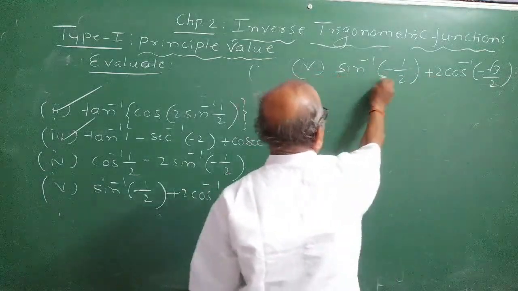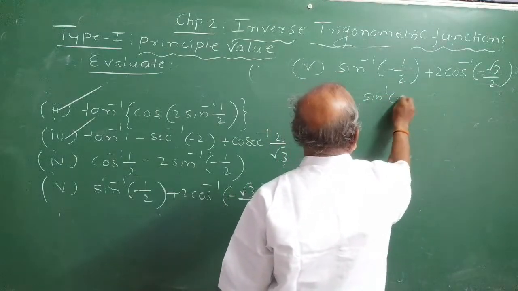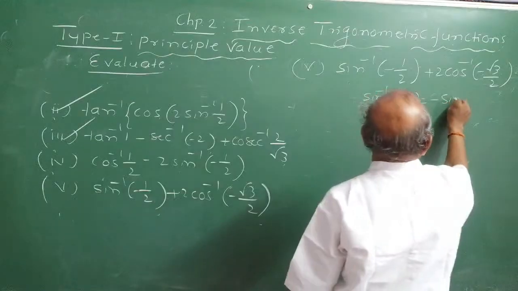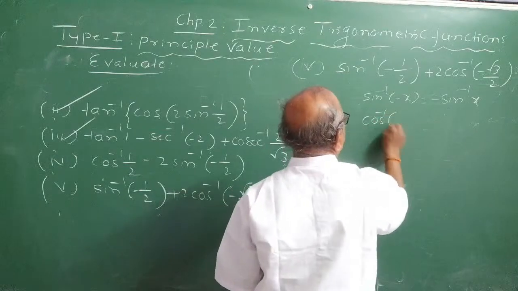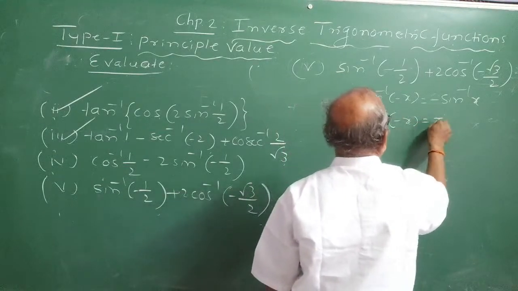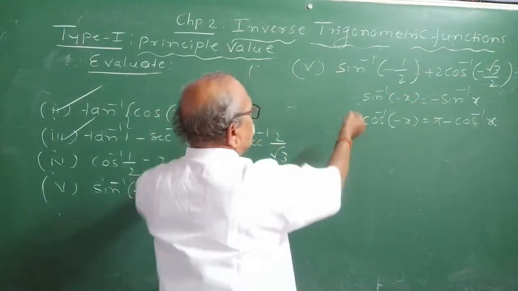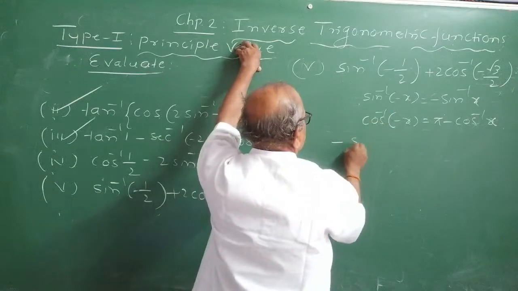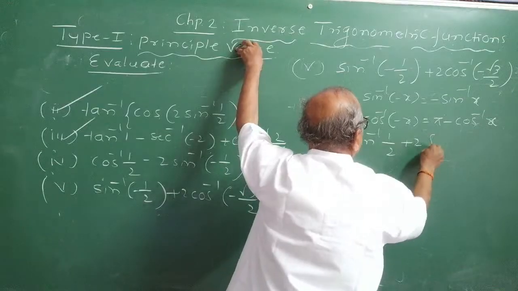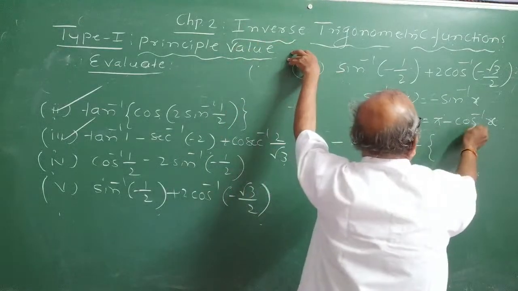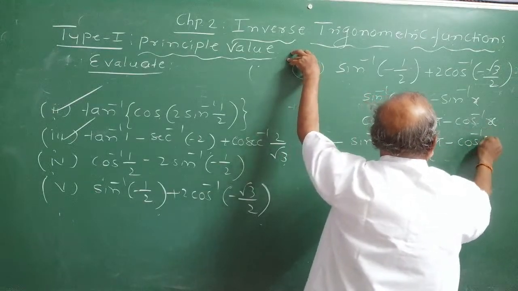What is sin inverse minus x? You know that sin inverse minus x is equal to minus sin inverse x. Remember, already we proved it. Cos inverse minus x is equal to pi minus cos inverse x. Check the identities we proved, you can use them also. Sin inverse minus x becomes minus sin inverse 1 by 2 plus 2 into bracket. What is pi minus cos inverse x? Pi minus cos inverse root 3 by 2.